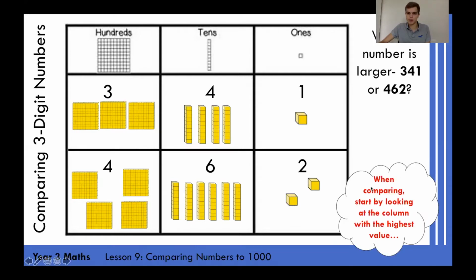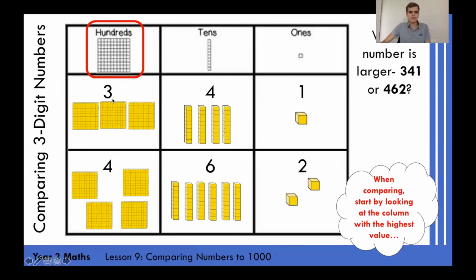Now, when I'm comparing, I always start with the column that has the largest value. When comparing, start by looking at the column with the highest value. So which one is larger, hundreds, tens, or ones? Fantastic, well done. Hundreds is the largest, isn't it? It has the highest value. So I always start when comparing with the hundreds column.